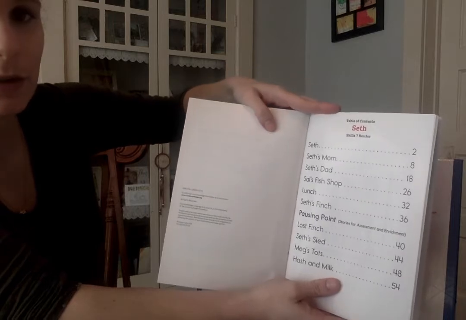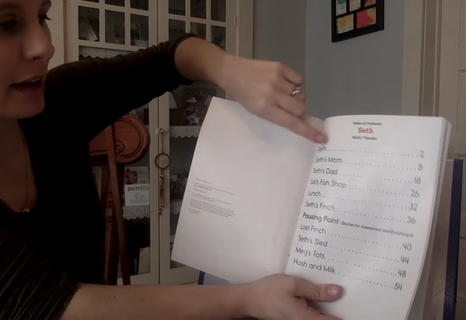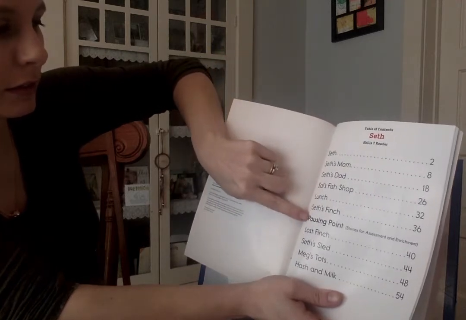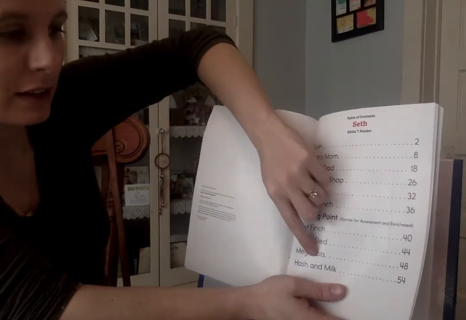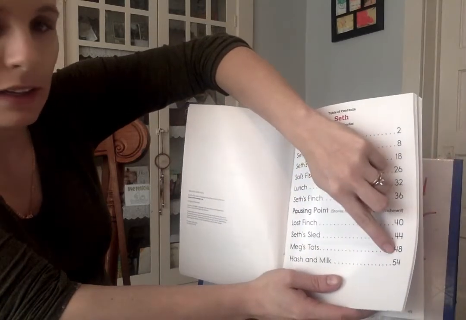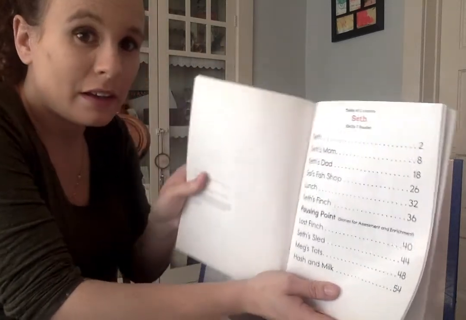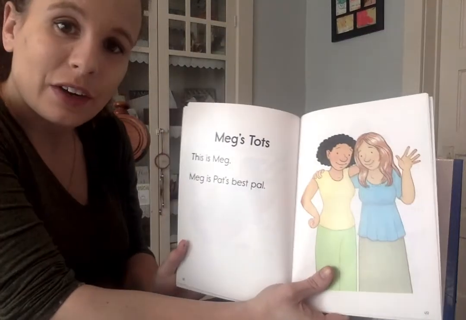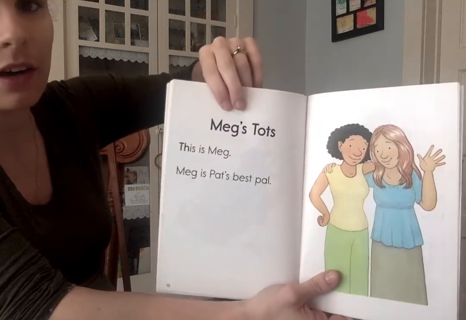Today I want to read the story Meg's Tots. So in the table of contents, I find the Meg's Tots title. Oh, there it is, Meg's Tots. I'm going to follow the dots. It tells me it's on page 48. Now I prepped this earlier, so I know where page 48 is. It's over here. But that's a good way to be able to find where you want to read quickly. So read along with me.